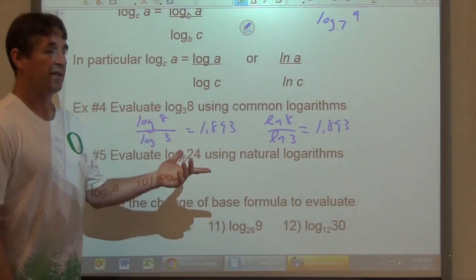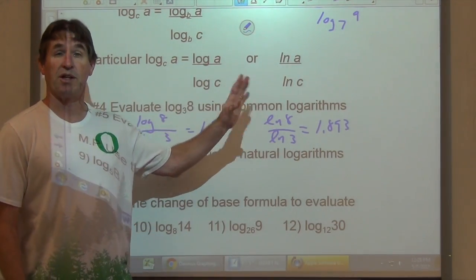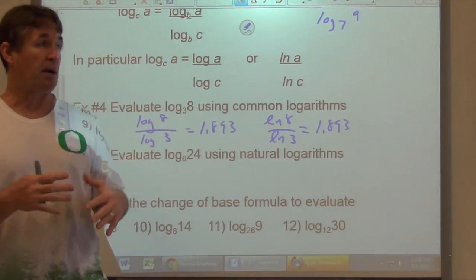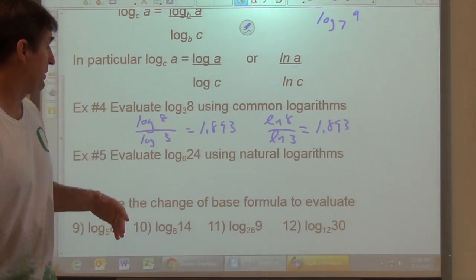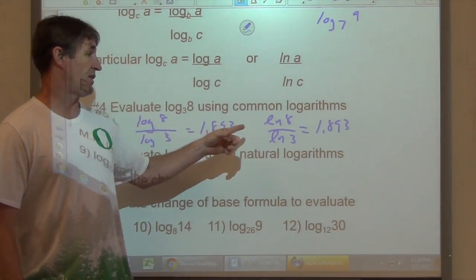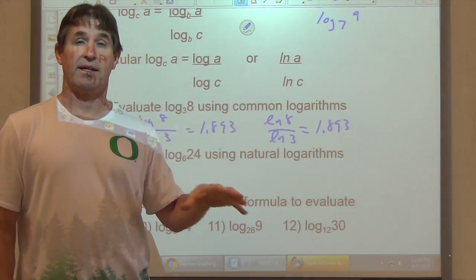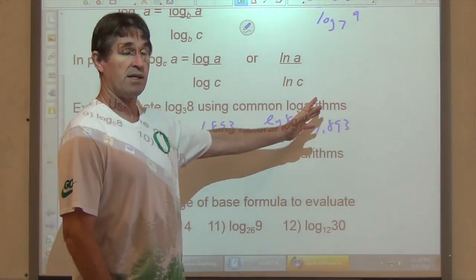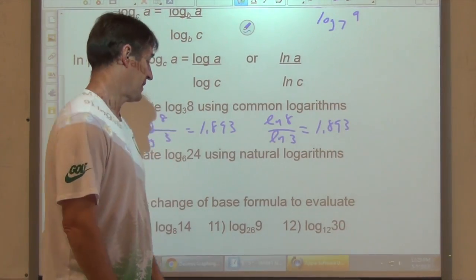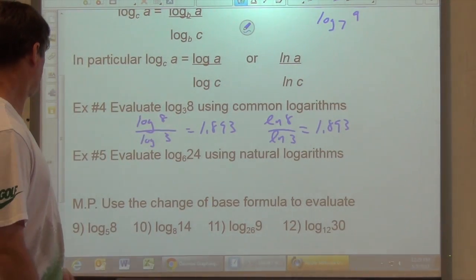They're going to either let you choose or they'll tell you which one to use. It becomes more important as we go on later because you'll have to use the ln when you're working with base e, and so you'll want to convert to it in those cases, but we'll get into that in the next section.